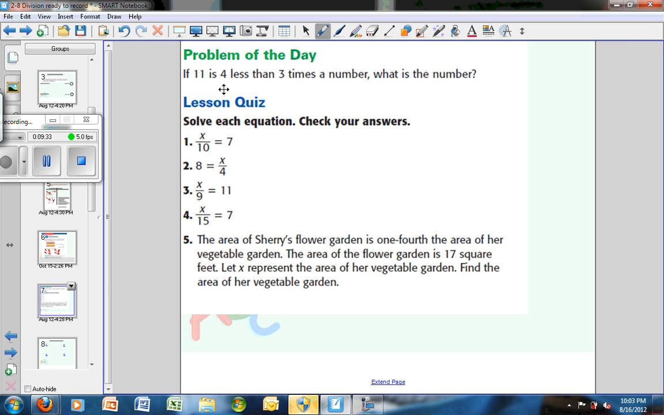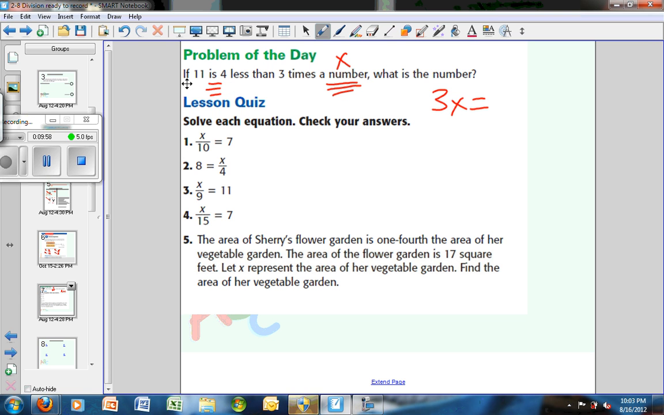I'm going to think through this. If 11 is 4 less than 3 times a number, whenever you hear "a number," let's assign that a variable. Let's call it x. So we know we have 3 times a number, or x. So I'm just going to write 3x. "11 is" is a keyword, or a tricky word, where I recognize that that means equals.